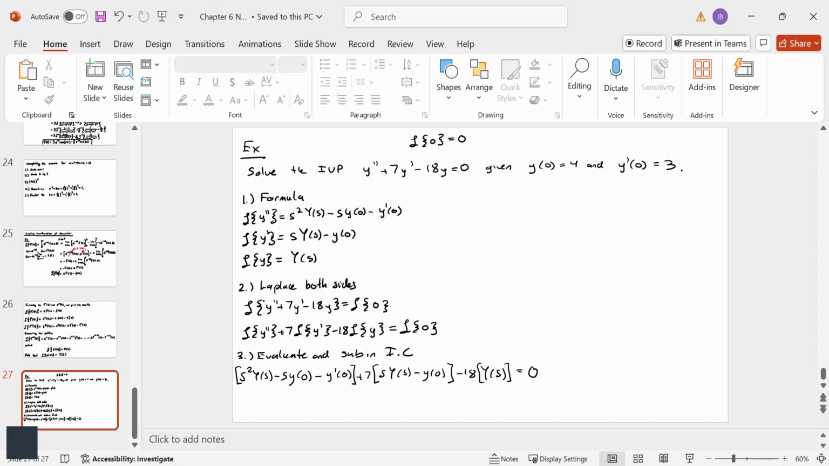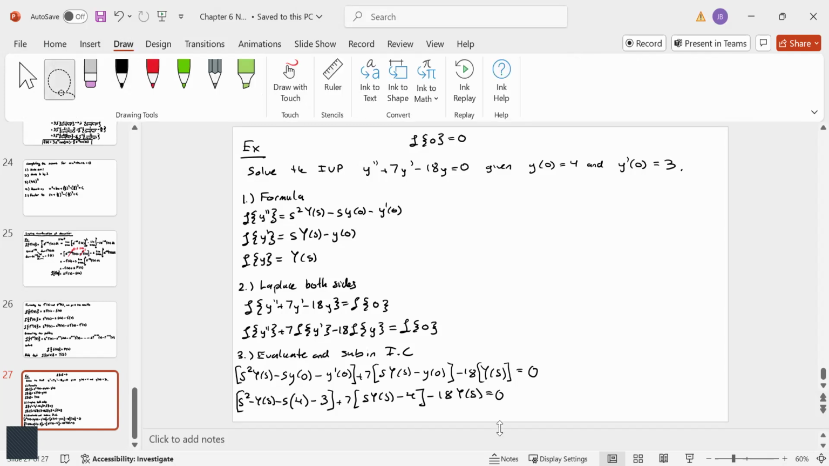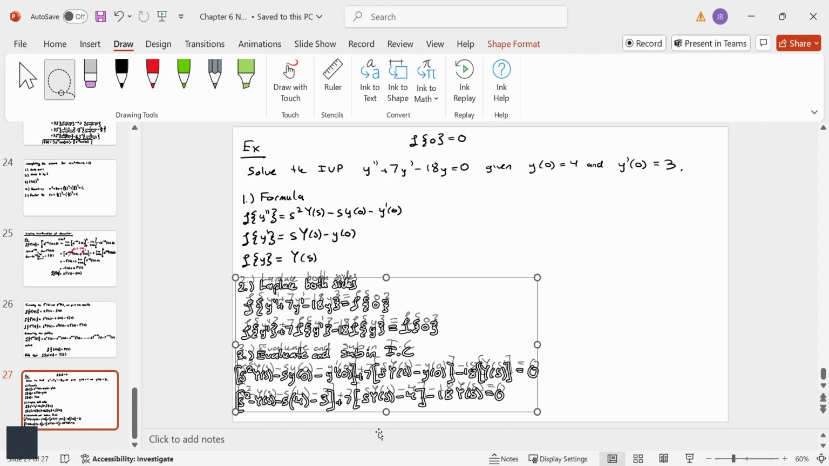So from there, s squared Y of s minus s times y of 0, which is 4, minus y prime of 0, which is 3, plus 7 s Y of s minus 4, minus 18 Y of s equals 0. And we'll just do one more step of combining like terms.